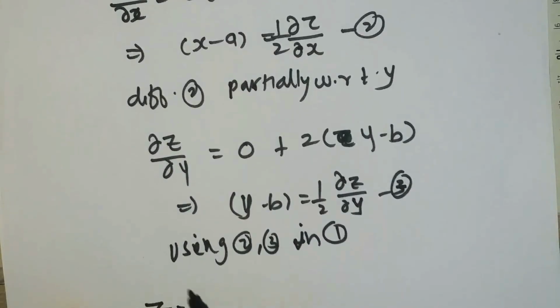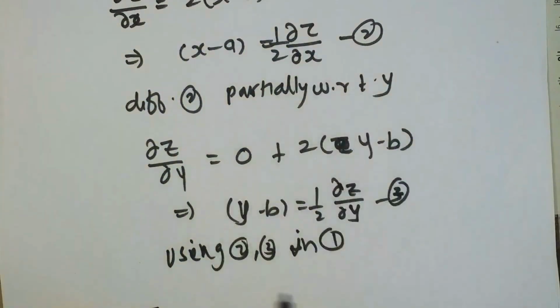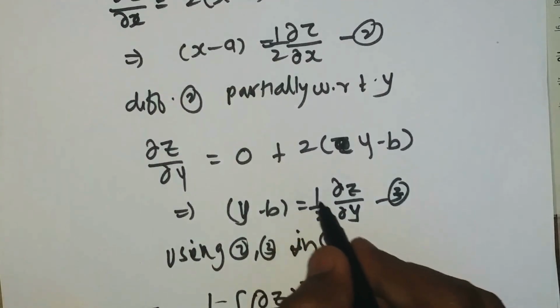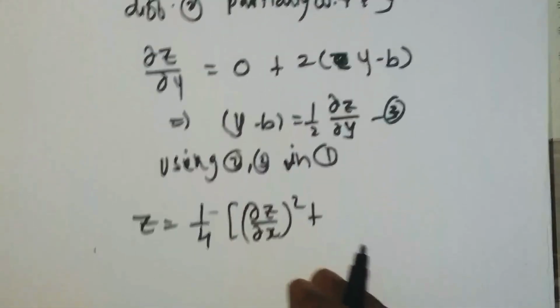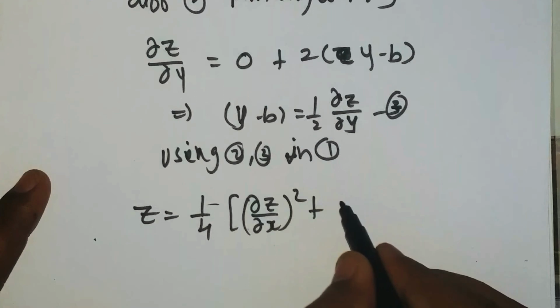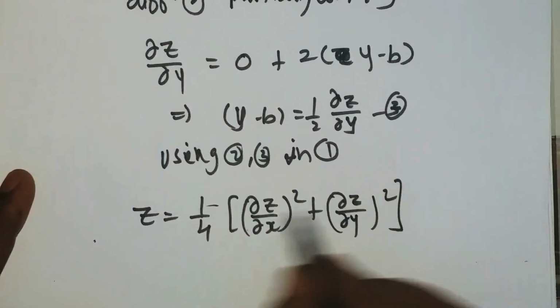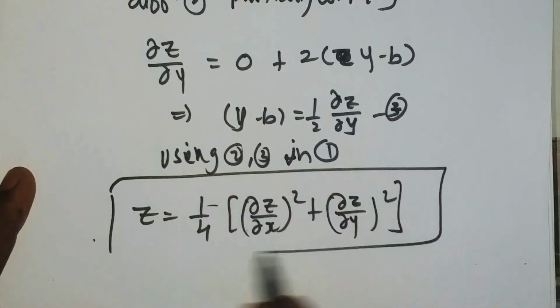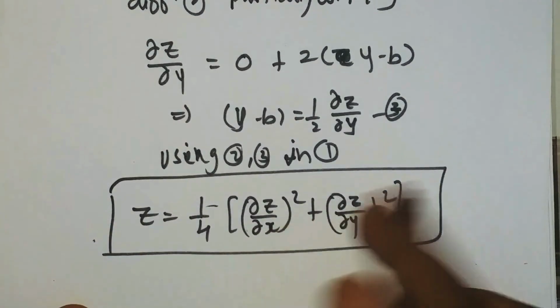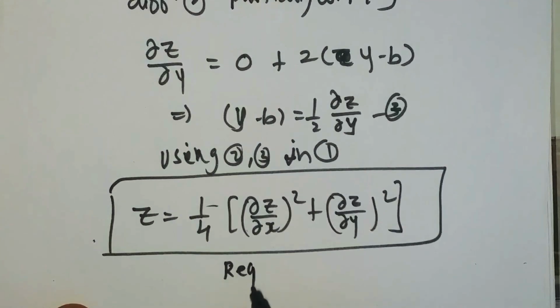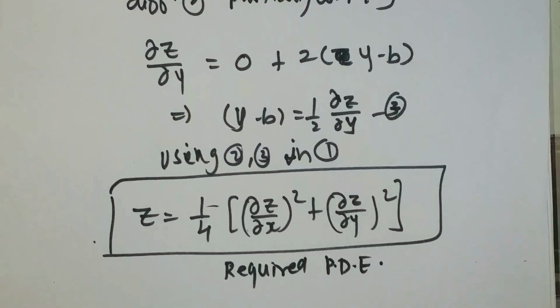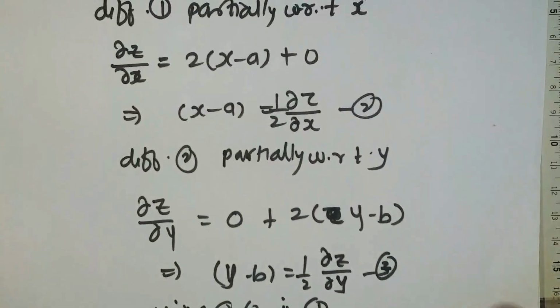We'll get z equal to (x minus a) squared, that is the square of this, so it will be 1 by 4 times (del z by del x) squared. Again, this 1 by 2 squared is in the second term also, so I have taken it common: (del z by del y) squared. Now this is the equation which is free of arbitrary constants and it contains partial derivatives, so this is the required partial differential equation. So this is how we eliminate arbitrary constants. We just have to remove a and b from the given equation.